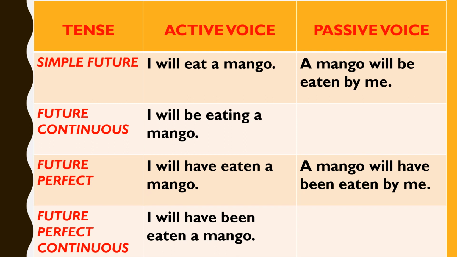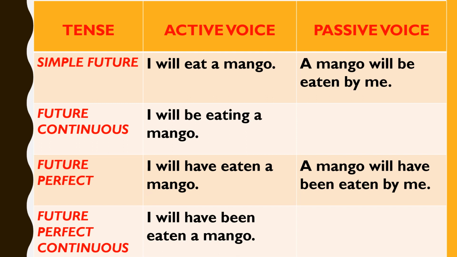Then let's see in detail now. I, the subject, is changed into object in the passive form. Will is changed into will be. Eat, V3, that is eaten. A mango, here it is singular. So a mango will be eaten by me.